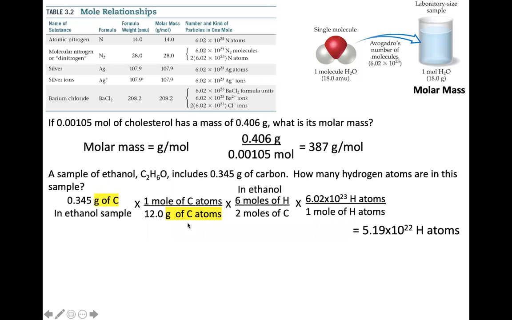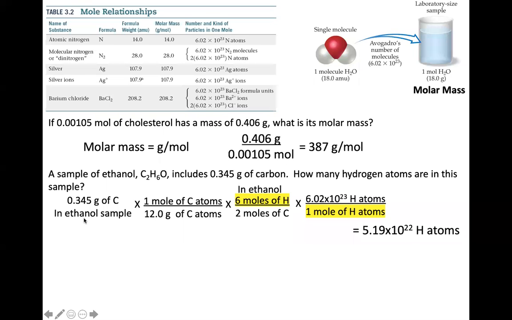What else might I know about grams of carbon? Okay, I know that 1 mole of it is 12 grams. I get that by looking at the periodic table. How do I now cancel? There's 1 mole of carbon atoms for every 12 grams. Then I see that I have 2 moles of carbon within the ethanol's formula. Then I can see what it means to go from moles of hydrogen that were in that formula to how many atoms I have.